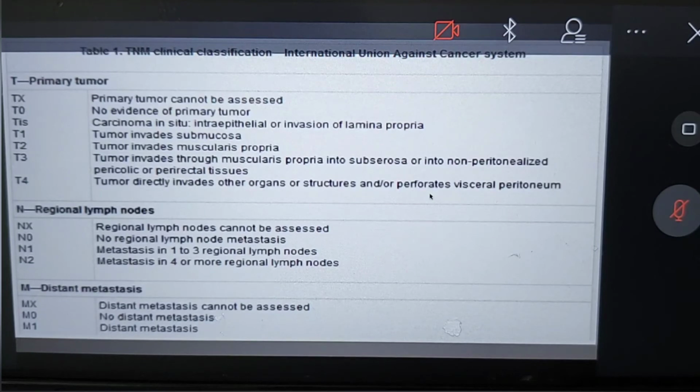The N means the regional lymph nodes. NX means regional lymph nodes cannot be assessed. N0, there's no regional lymph node metastasis. N1 means metastasis in 1 to 3 regional lymph nodes, and N2 metastasis in 4 or more regional lymph nodes. M is distant metastasis, so MX, distant metastasis cannot be assessed. M0, no metastasis, and M1, distant metastasis.